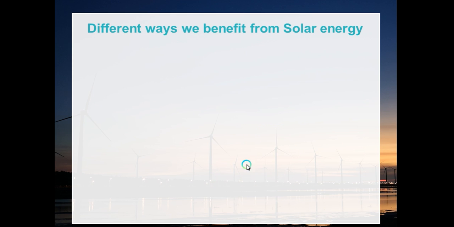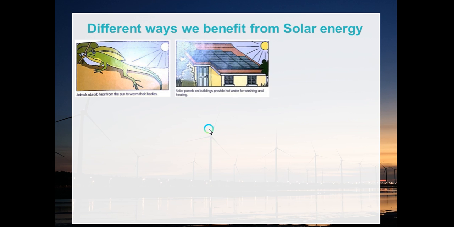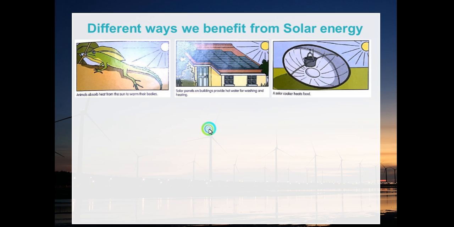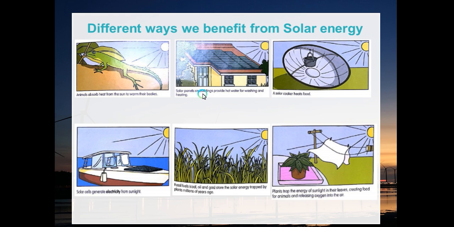Now we have different ways we benefit from solar energy. Here is an animal. It absorbs heat from the sun to warm its body. You can see they are popping up. Another one is a solar panel on a building, which provides hot water for washing and bathing. Here is the solar panel. It will trap the heat from the sun, and the effect will be seen in the house.